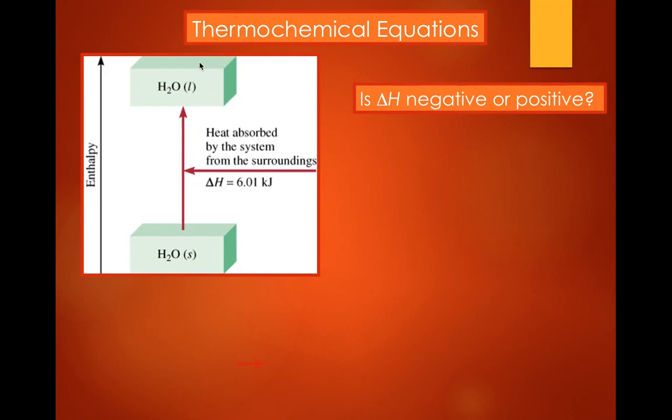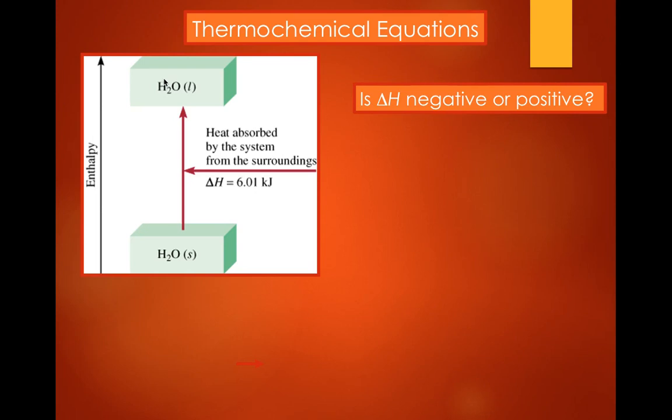So we can look at these pictures again. Okay, so is delta H negative or positive? We can look here and we can see that the energy is flowing up, right? And here, delta H is positive. Heat is absorbed by the system from the surroundings. So we're putting energy into the system.